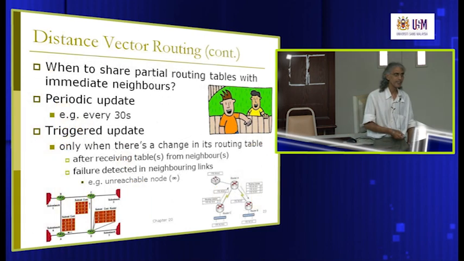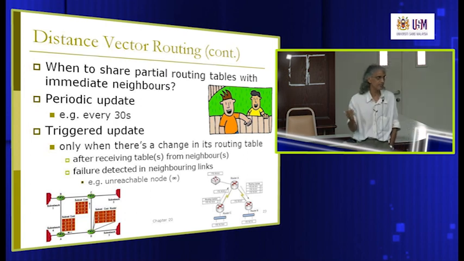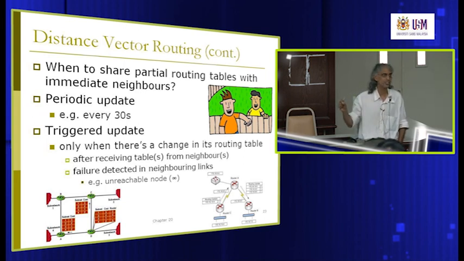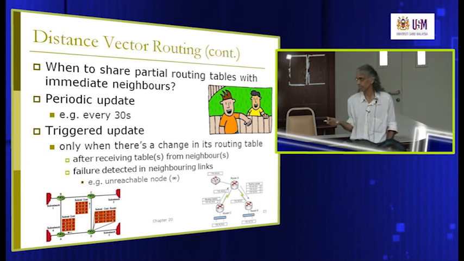So the question is, when do you start sending the incomplete routing tables? Do you send them often, periodically, after some time, say every 1 or 2 minutes? Every 2 minutes I send you an update, exchange the tables. Or I only update when there's a change, meaning that when my immediate neighbors change, then my routing table will change and I inform you. Otherwise, if I send every 30 seconds I give you the same version, there's no point.